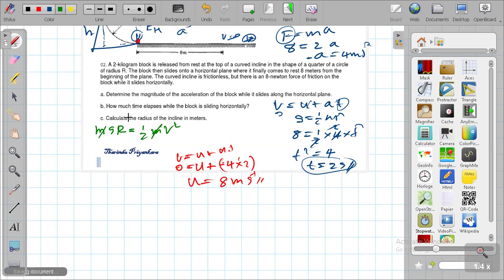M and M cancel off. R is equal to V square over 2G. I just found 8 times 8 over 2 times 10. It is just 4 times 8, which is 32.